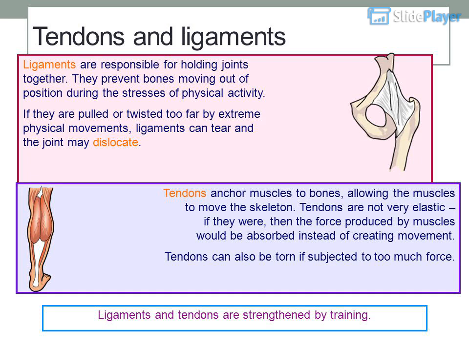If they are pulled or twisted too far by extreme physical movements, ligaments can tear and the joint may dislocate. Tendons anchor muscles to bones, allowing the muscles to move the skeleton. Tendons are not very elastic. If they were, then the force produced by muscles would be absorbed instead of creating movement. Tendons can also be torn if subjected to too much force. Ligaments and tendons are strengthened by training.